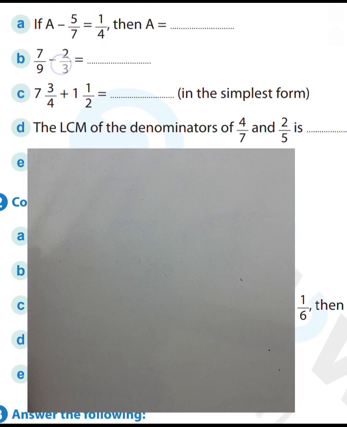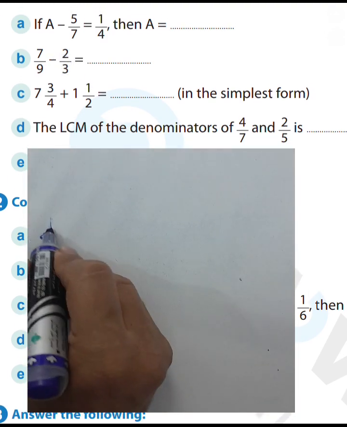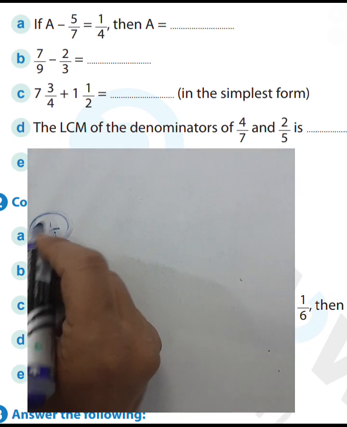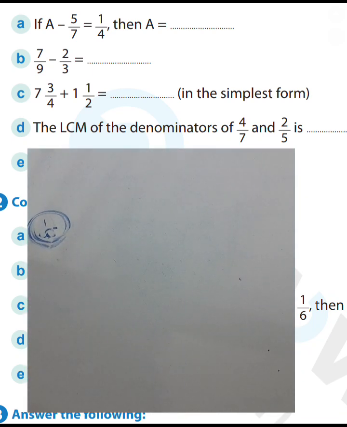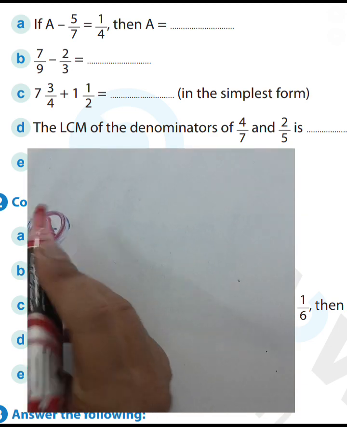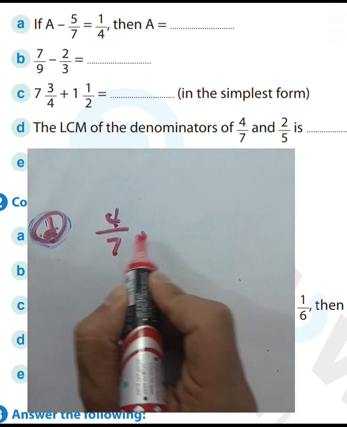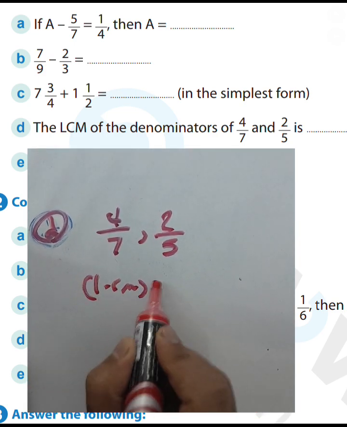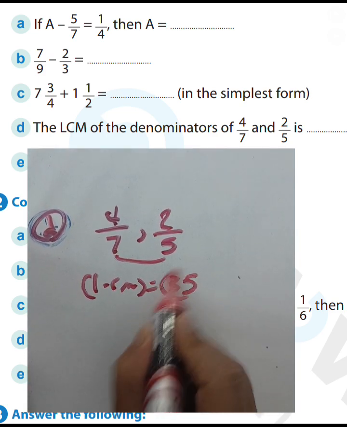Question letter D. The least common multiple between two denominators. Here 7 and 5, it will be the product. Okay. We have 4 over 7 and 2 over 5. The least common multiple between them, the product, will be 35.